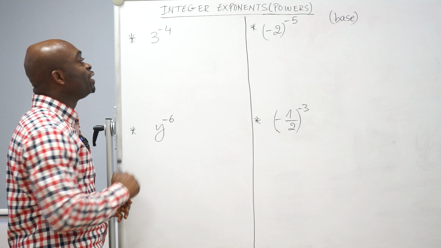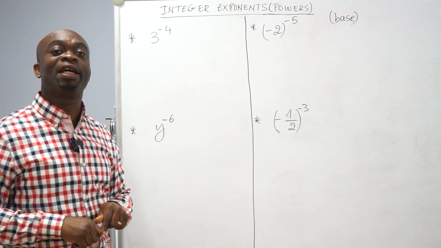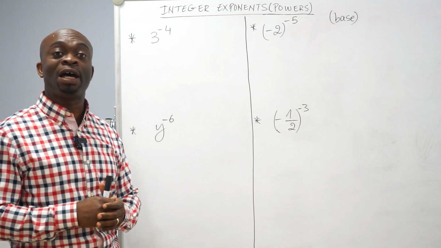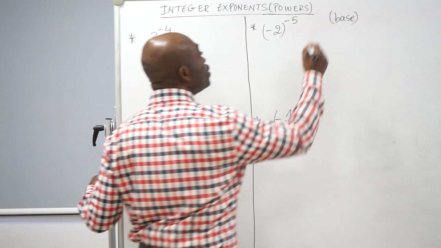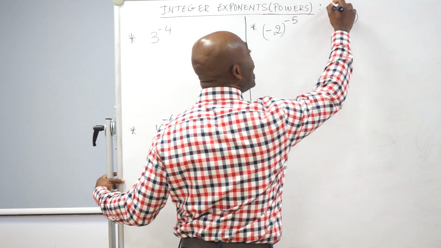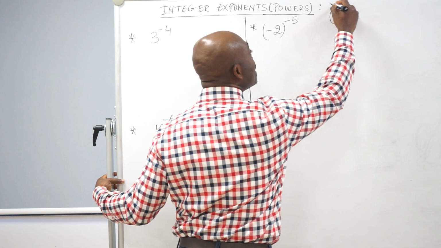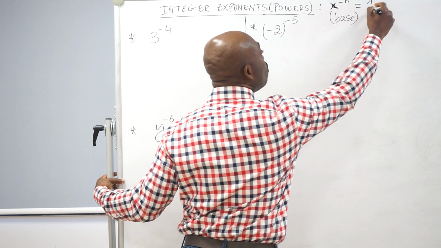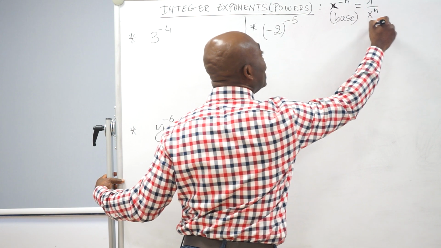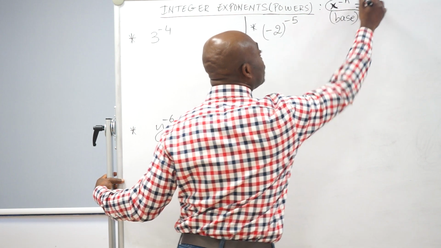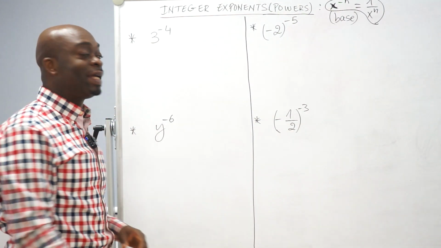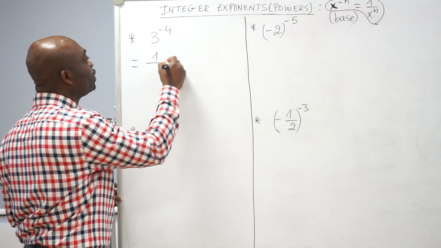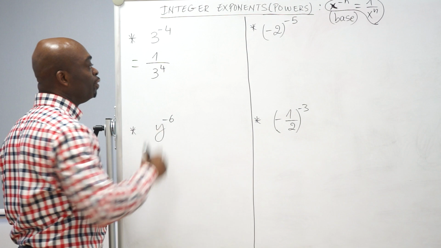Now, how are we going to deal with the first question here? So 3 to the power -4. The first thing we have to do is use the rule that we had before, remember? When you have x to the power -n, that is equal to 1 over x to the power +n, right? So that's what we're going to apply here. So this one will give us what? 1 over 3 to the 4th power.